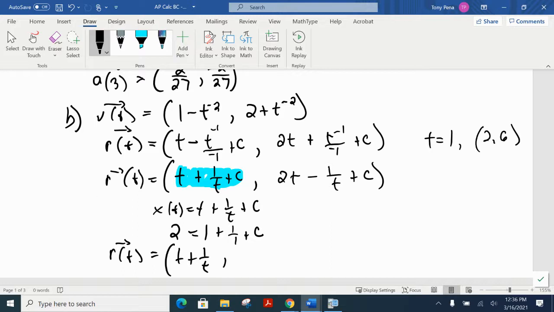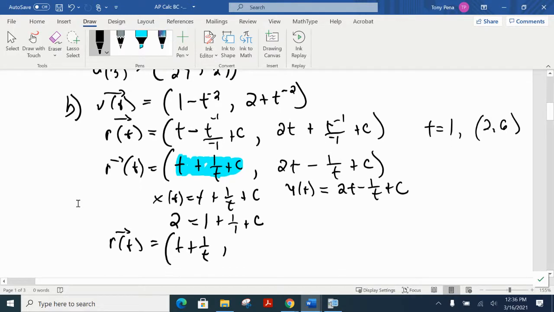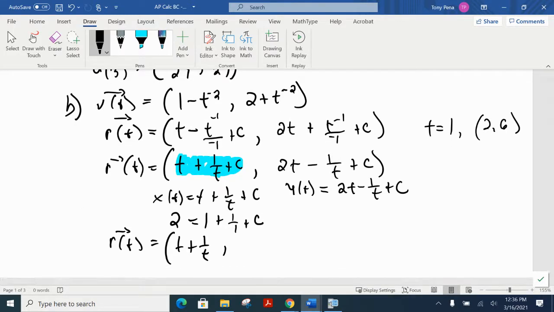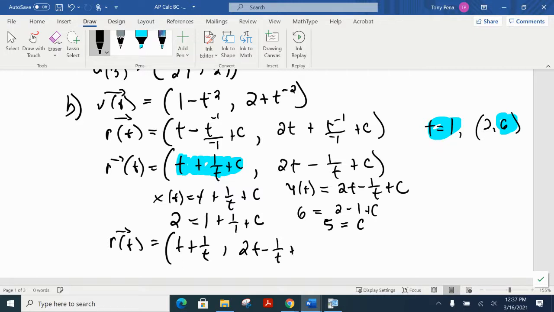We do the same thing with our y's. So now y of t is the 2t minus 1 over t plus c. We know our y position is 6. That's right here at the time of 1. So let your time be 1, let your y be a 6. So we get 2 minus 1 plus c. So this c ends up being 5. So then our vertical position would be 2t minus 1 over t plus 5.